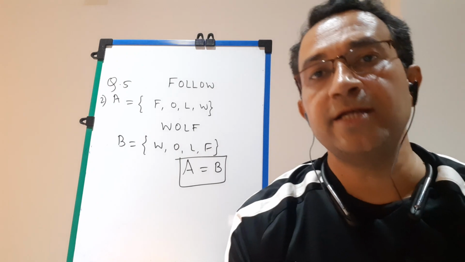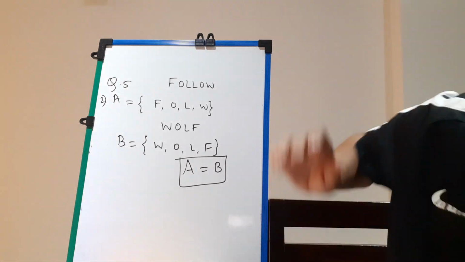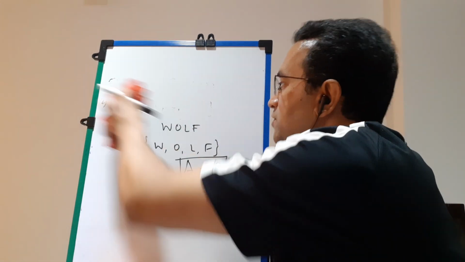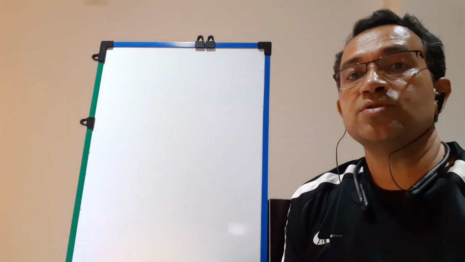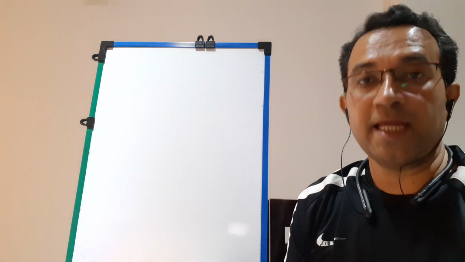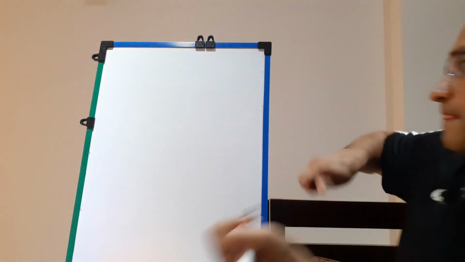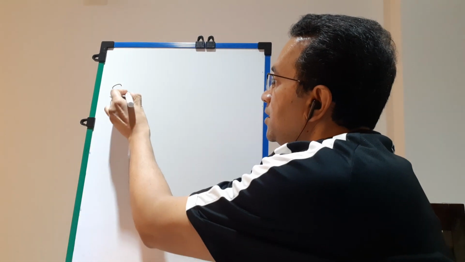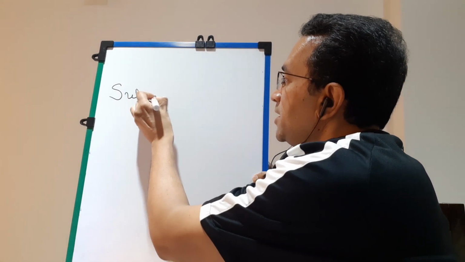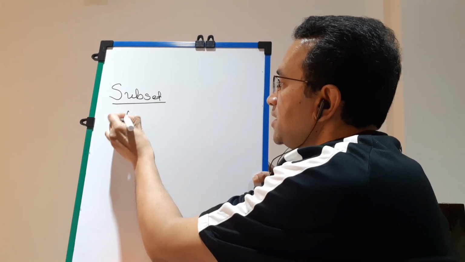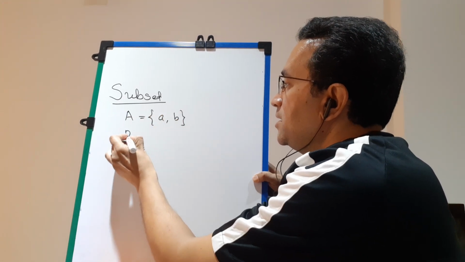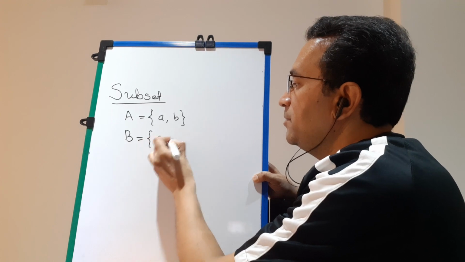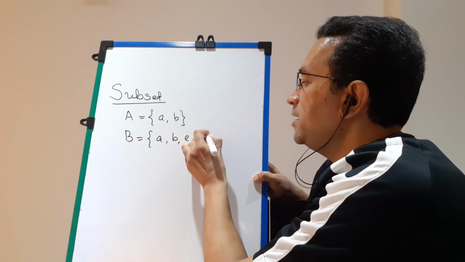Now students, in your 8th and 9th standard, you have already studied the definition of subset. Let us revise, students, the definition of subset. Now say there are two non-empty sets A and B. Definition of subset. Say set A consists of elements a, b, and set B consists of elements a, b, e and s.